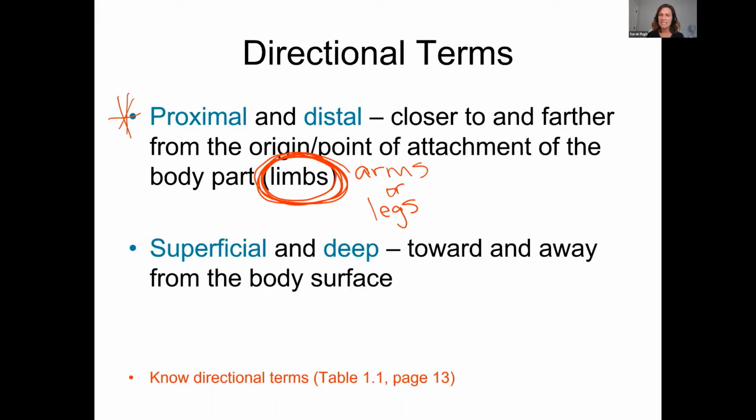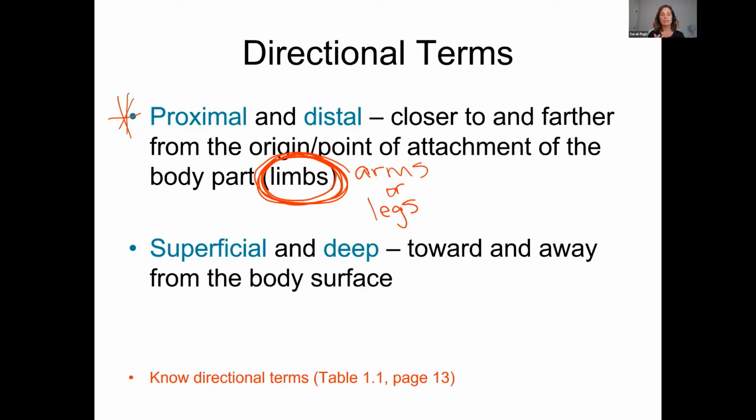Does that make sense? Does proximal and distal make sense? Yes. Okay, good. Anybody have questions on that one? Because that is the one that gets super confusing for people. Okay, I'm going to take that as a no. All right, so proximal, distal, only use them on arms and legs.